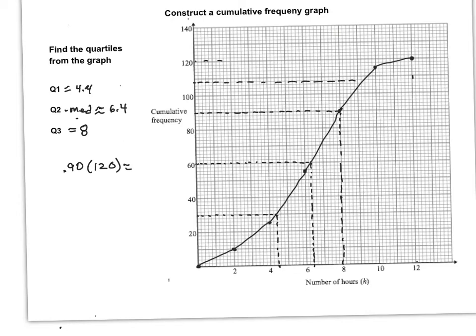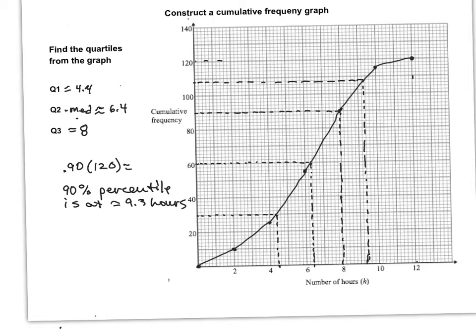Draw a line over and down. That's a sloppier line because I'm getting tired. Then the 90th percentile is at roughly 9.3 hours. Cumulative frequency stuff. This stuff's pretty easy, right?